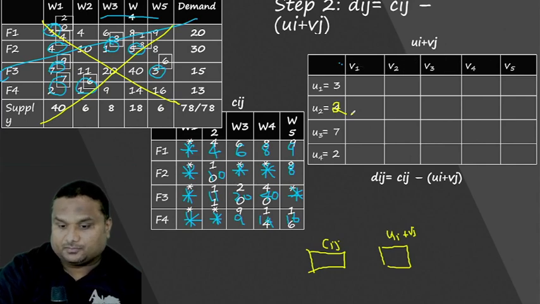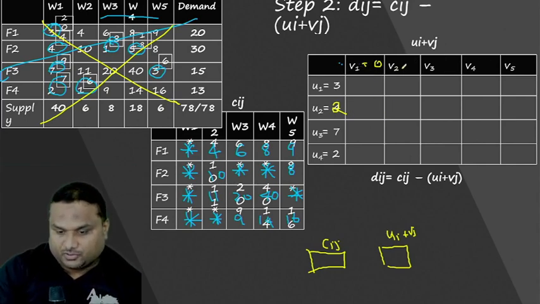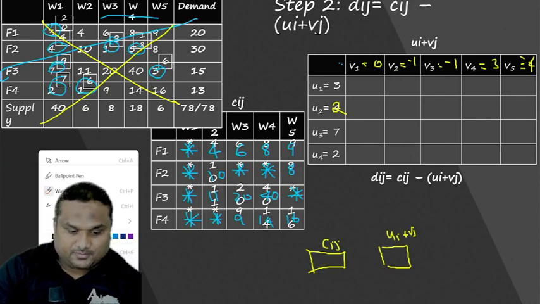V3 is equal to, you tell me. V1 is equal to 0. V2 is equal to minus 1. V3 is equal to minus 1. V4 is equal to 3. V5 is equal to minus 4. Am I right? Minus 4.